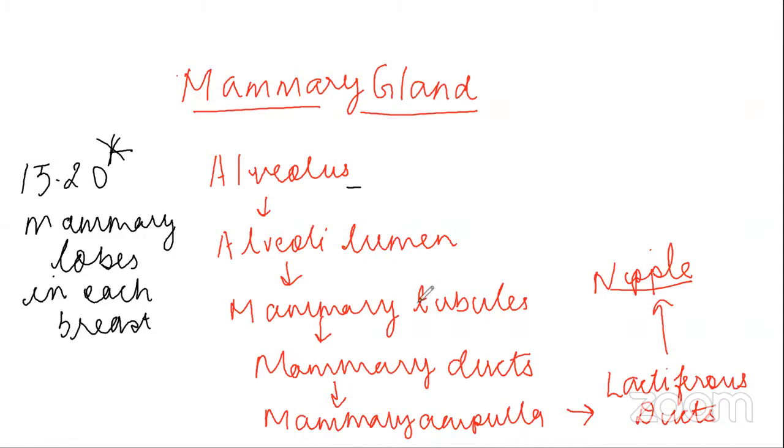And then the alveoli open into the mammary tubules that join to form the mammary ducts. Mammary ducts join and open into a dilated area called the ampulla. The mammary ampulla further narrows and continues as the lactiferous ducts that open at the surface of the nipple. So this information you should be able to understand. All right. So is it clear to you?